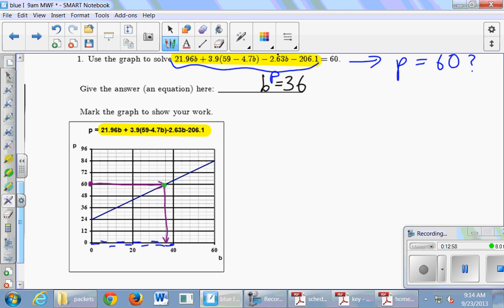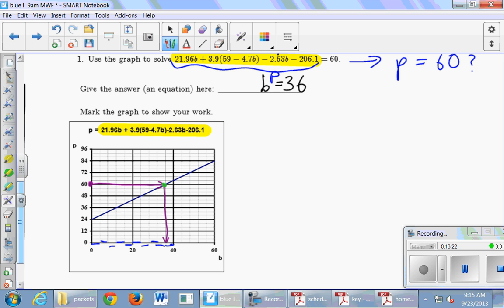Now B equals 36, it might not be perfect. The right answer might actually be like 36.1 or 35.8. I don't know. I mean, anytime you look at a graph, you're going to be estimating. But that's what we're after here. And this answer is a very good estimate to a hard problem, but it's an easy way to answer a hard problem. Questions on that?